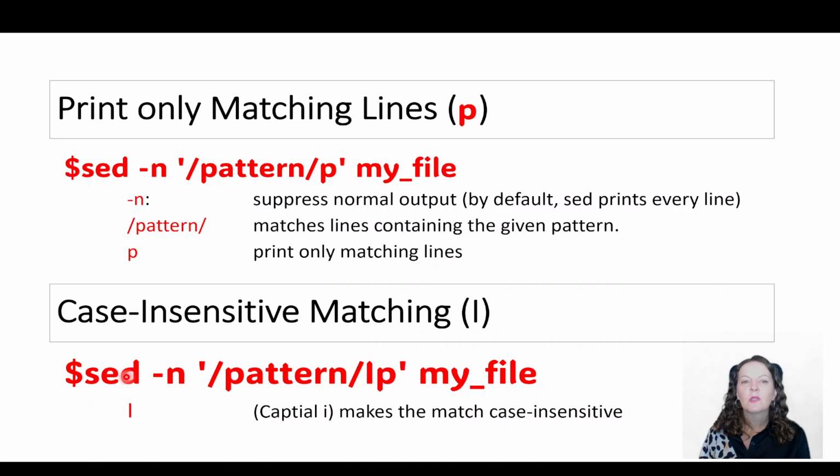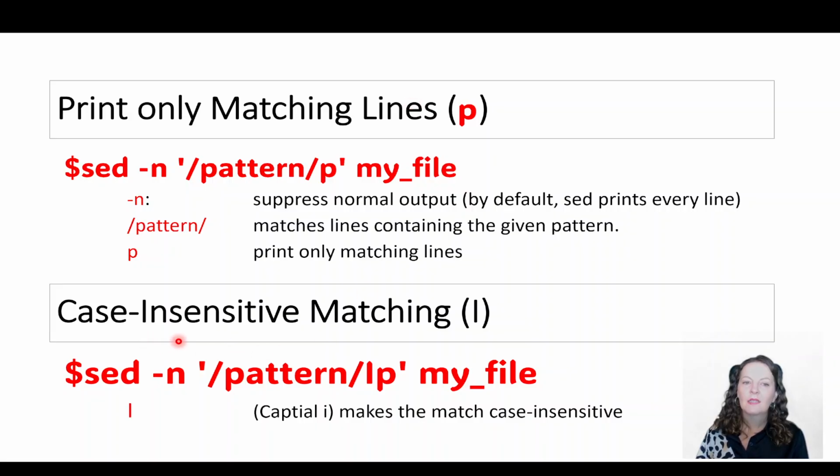What about if you want to only print out your matching lines? Your -n suppresses my normal output. By default, it'll print every line. So I'm saying search for the pattern Kilkenny, and print only the lines from my employee.txt file. Okay, so print only matching lines.